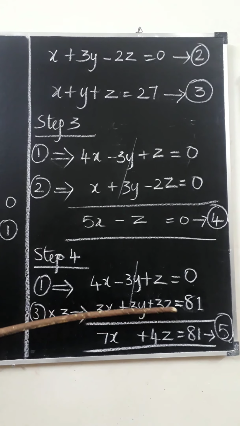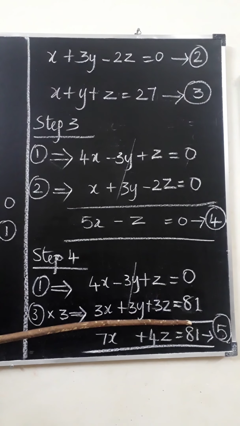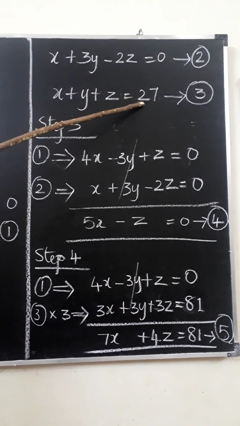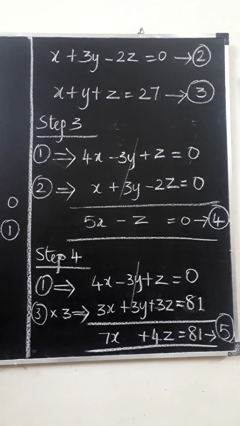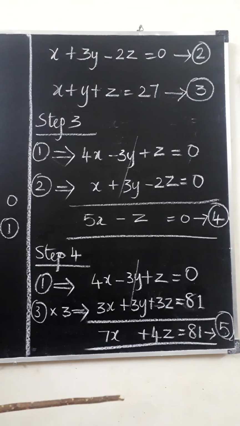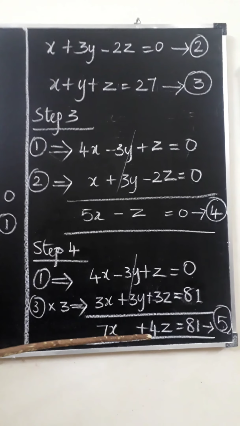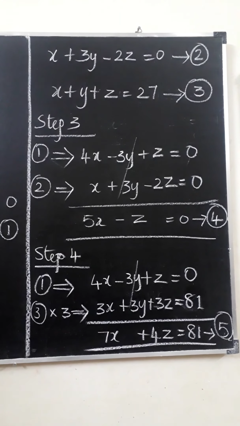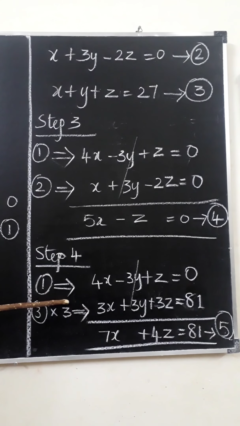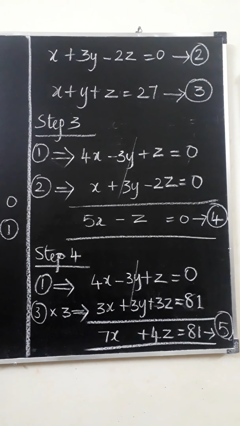3x plus 3y plus 3z is equal to 81. How does that 81 come? 27 into 3 is equal to 81. Directly y will be eliminated. Add them up. 7x plus 4z is equal to 81. Now by doing step 3 and step 4, we got the fourth and fifth equations.